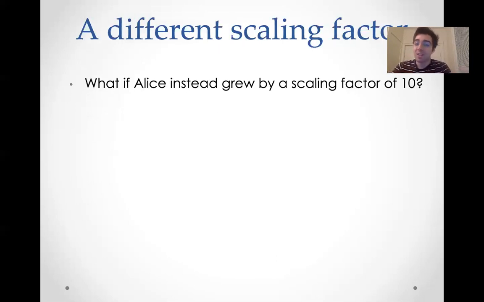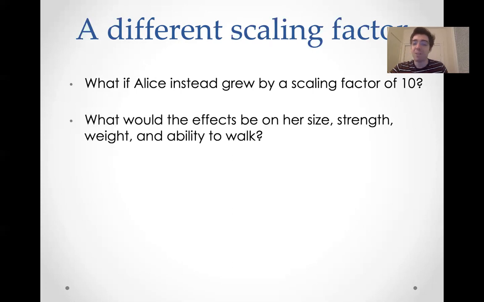What if Alice instead grew by a scaling factor of 10? What if we took that shrink ray and reconfigured the settings and then took Alice again, starting at regular height, and she grew by a factor of 10 instead of shrinking by a factor of 1/2? I want you to try to figure out what would be the effects on Alice's size, her strength, her weight, and her ability to walk.